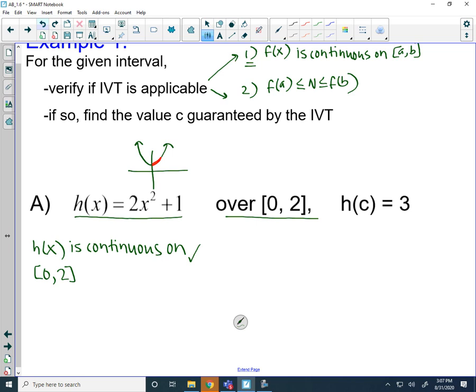Then I need to determine if there is a number n between the endpoints f of a and f of b. So let's do a little calculation off to the side.